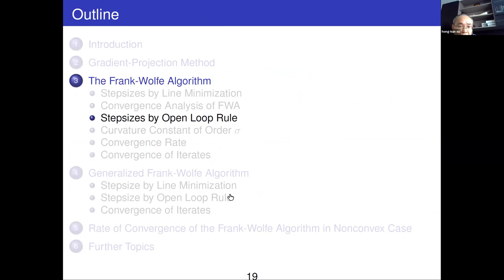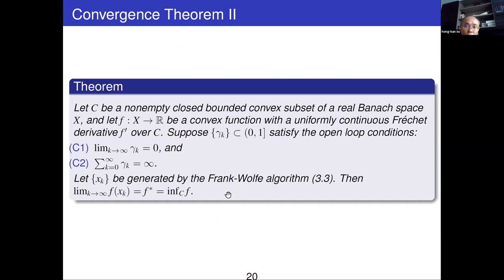Now, let me move down to another way of choosing the step size. It's called the open loop condition. The sequence xk is still generated by FWA, but the step size gamma k is now selected to satisfy the so-called open loop conditions, two conditions, C1 and C2. C1: gamma k goes to zero, but not very fast. It satisfies the second condition, C2: this series is divergent to infinity. The traditional choice of gamma k by Frank and Wolfe, which is 2/(k+2), obviously satisfies these two conditions, C1 and C2.